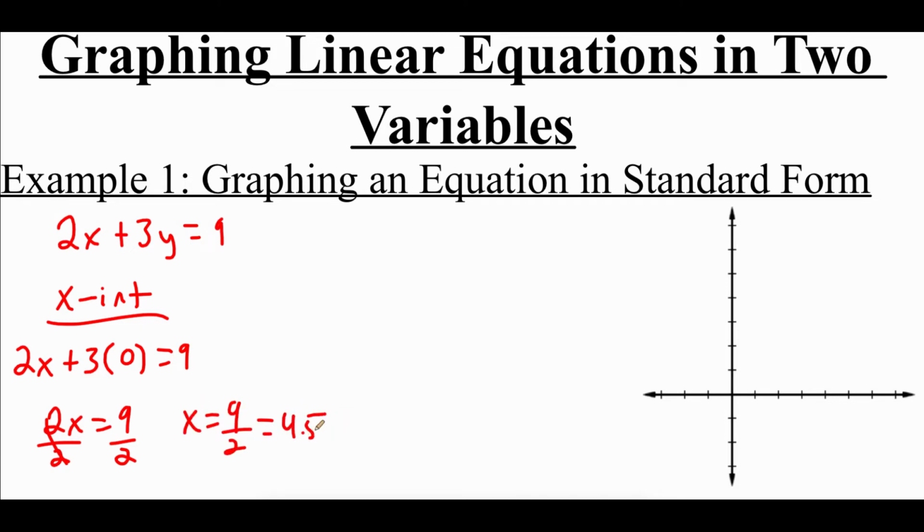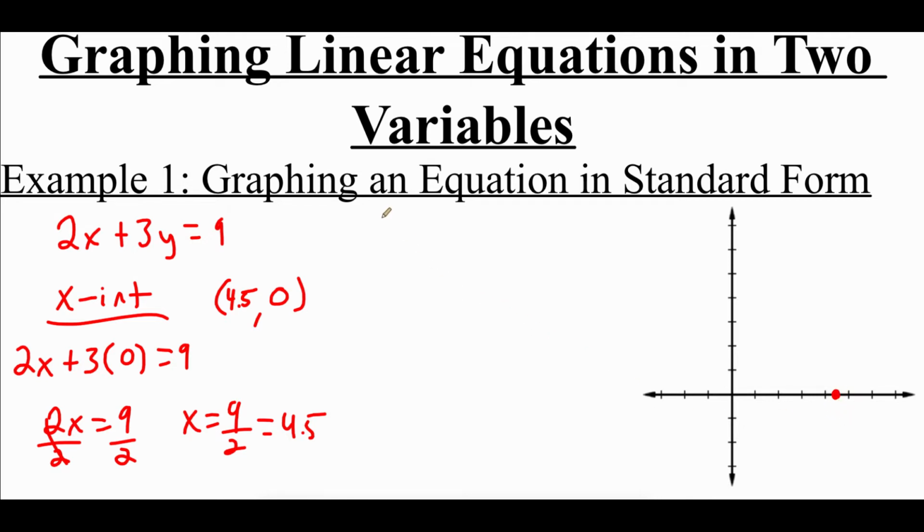Now we can actually write this as an ordered pair. We've got a matching x and y value. We plugged in 0 for our y, and we got 4.5 as our x value. So we can go over to our graph now and plot that out. So we go 4.5 along the x-axis, so 1, 2, 3, 4, and then we have to go half of a space. And then we've got 0 for our y value, so we're not going anywhere up or down. So we can just put our dot right there along our x-axis.